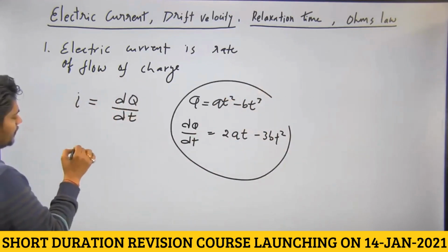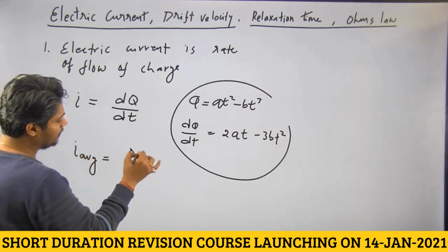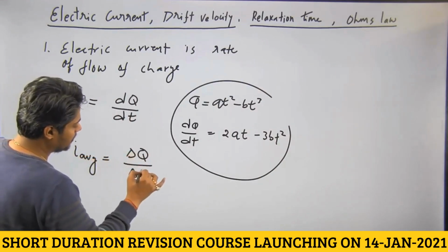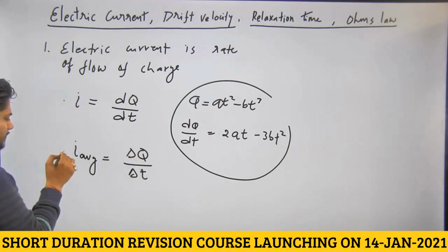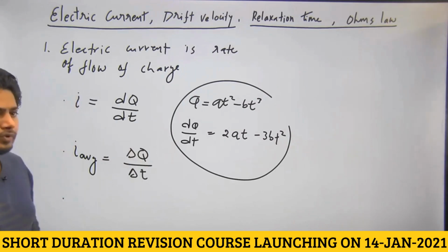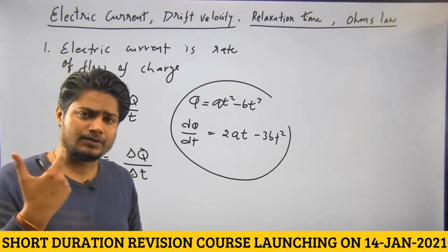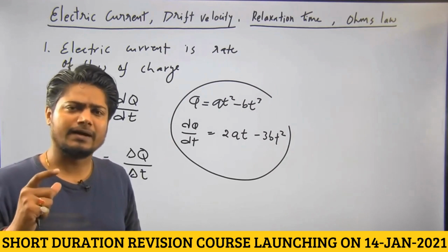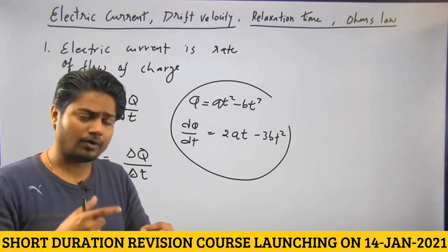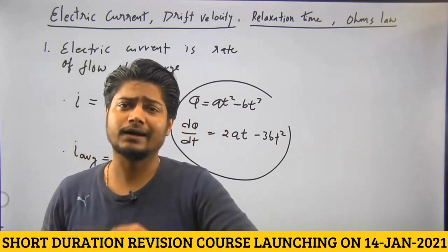Similarly, if I want to calculate the average value of current, then it is nothing but total flow of charge upon total time taken. This is the average value of current. Even we can also extrapolate this definition. Suppose I want to calculate the electric current due to a revolving electron. In next chapters you will determine the value of magnetic field or magnetic dipole moment of a revolving electron, and in all those formulas to write magnetic dipole moment or magnetic field, we need to write the current.